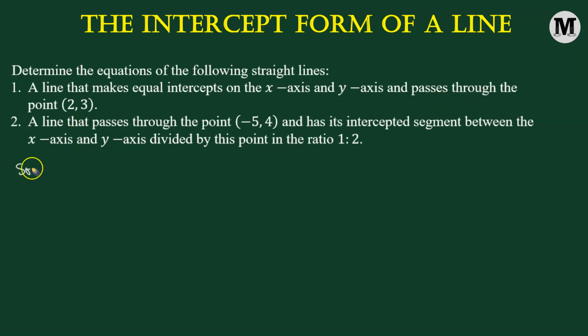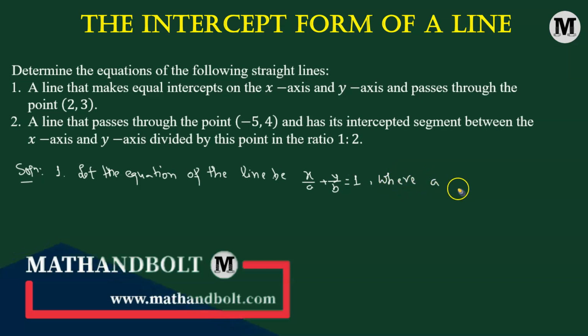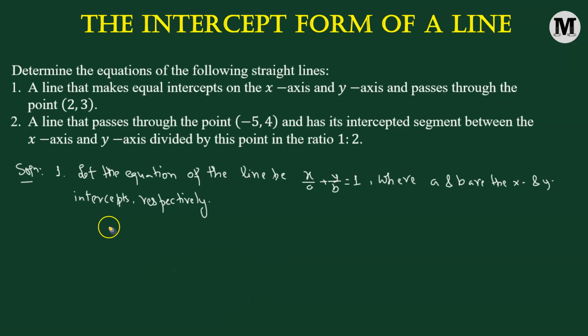Okay, let us begin. First, we're going to consider an equation of a line. Let the equation of the line be given by x over a plus y over b equals 1, where a and b are the x and y intercepts respectively. Now in the problem, it is given that the line cuts off equal intercepts. So that means a equals b.